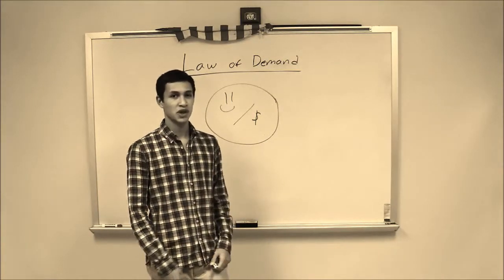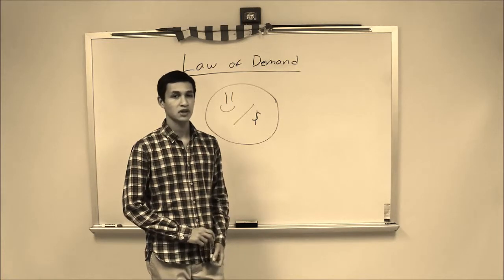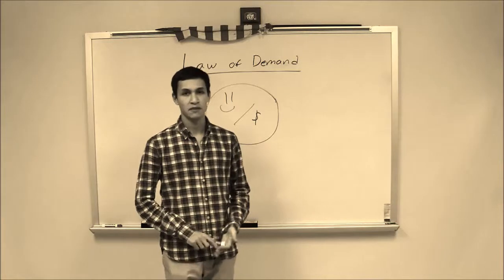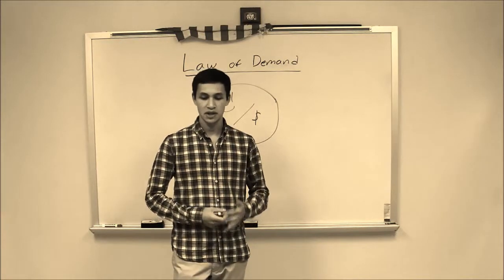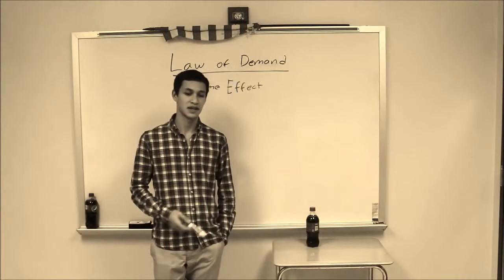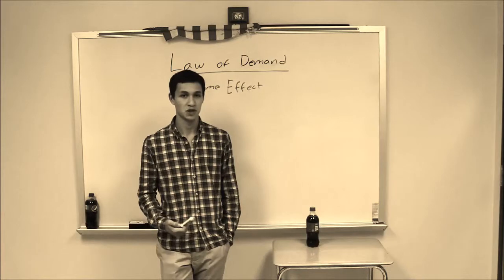The law of demand can be described as the inverse relationship between the quantity demanded of a good and the price of the good. To further explain the law of demand, we need to know the substitution effect, the income effect, and the law of diminishing marginal utility. The income effect is the idea that lowering the price of a good will allow the consumer to buy more of it. This increases their purchasing power.